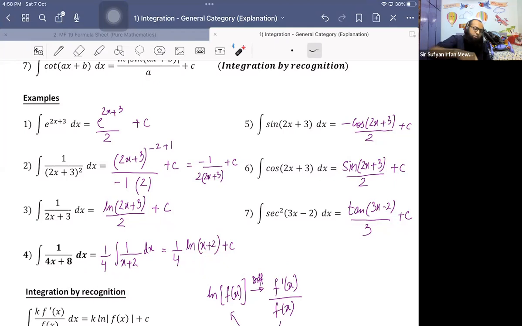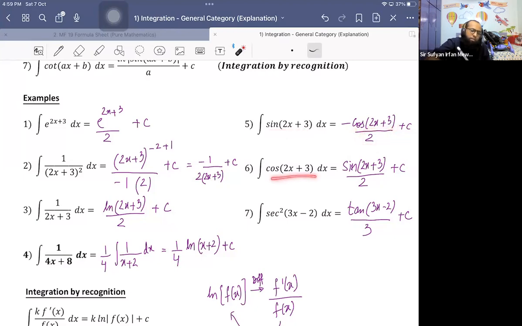So the integration of 1 upon 4x plus 8: 1 upon 4 is taken as common, the 4 is taken as common in the denominator. Then 1 upon x plus 2 will be integrated, and we will get 1 upon 4 times ln x plus 2 plus c. So to get a simplified answer, a correct expression, it is essential for us to take the common factor. Then we know that the integral of sine of an angle is negative cos of the angle, divided by the differentiation of the angle, plus c.